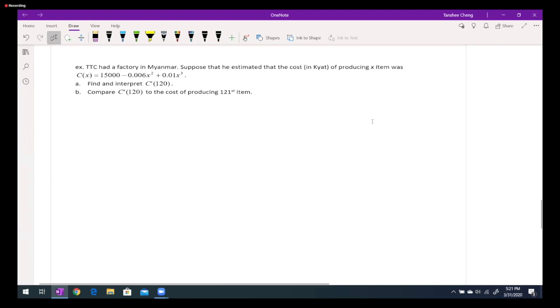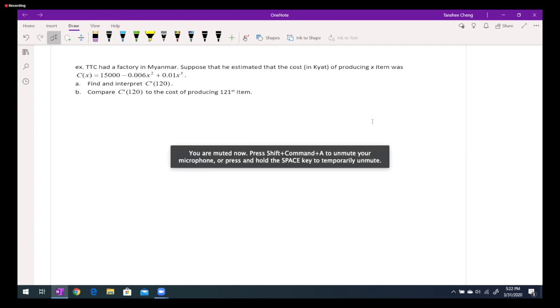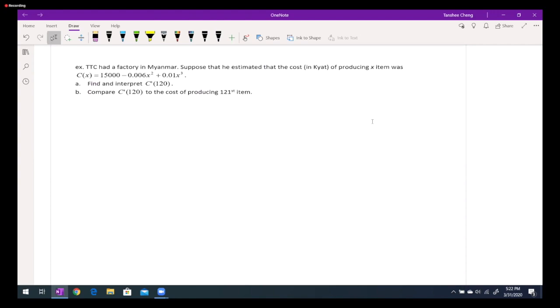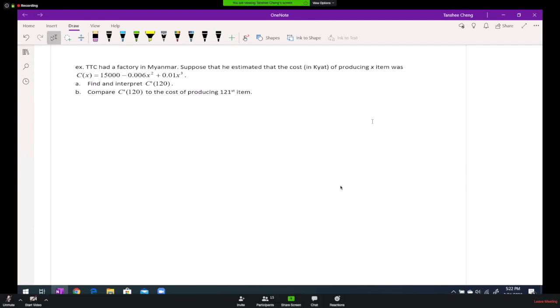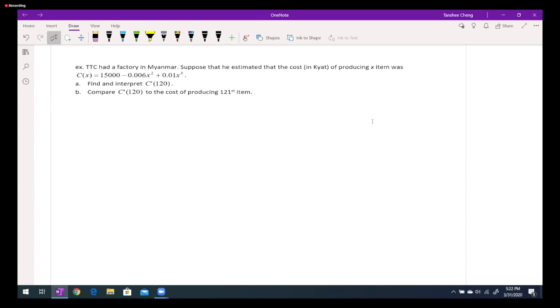So for this particular problem, it's telling you that TBC has a factory in Myanmar. Suppose that he estimates the cost in kyat of operating x items is given by this function: C of x is equal to 15,000 minus 0.006 x to the second power plus 0.01 x to the third power. So now the first question is asking you to find the derivative of the cost function evaluated at the 120th item produced. What is that value? And then also interpret it: what does that mean?